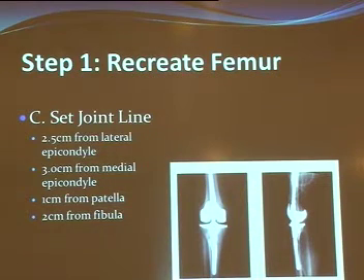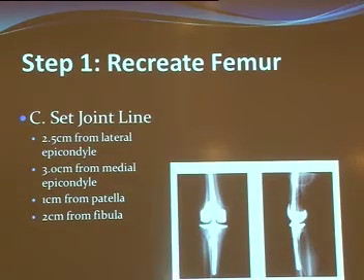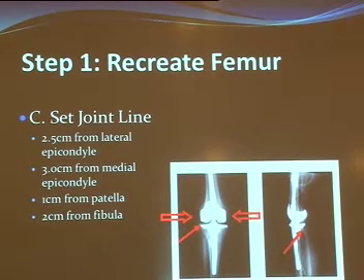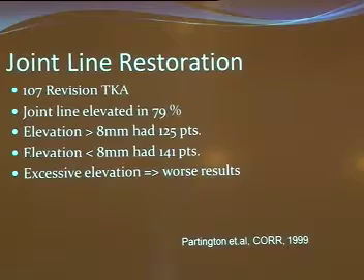So we have to restore the joint line. It has been shown that the tolerance is around 8 mm in the posterior stabilized and 3 mm in the CR knee. If we go more than this, then there are problems with the patellofemoral joint. The joint line is 2.5 centimeter from the lateral epicondyle, 3 centimeter from the medial epicondyle, a centimeter from the patella, and 2 centimeter above the fibula. So these are your anatomical landmarks. And elevation greater than 8 mm had problems.